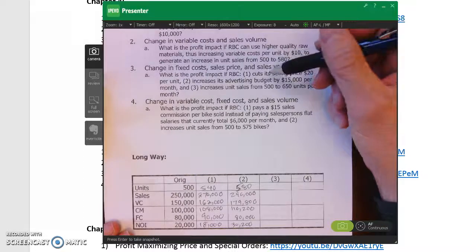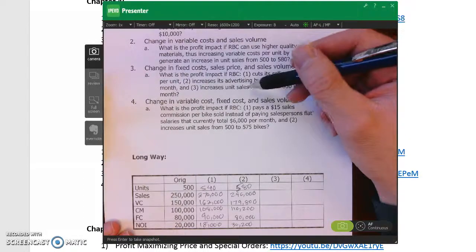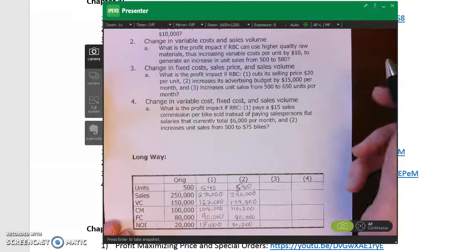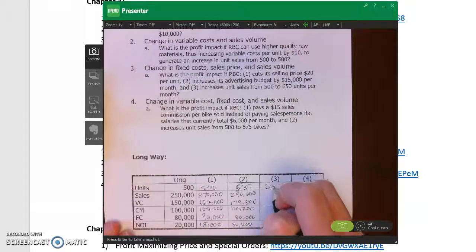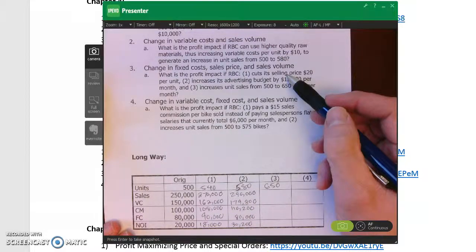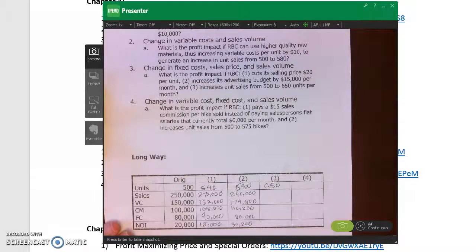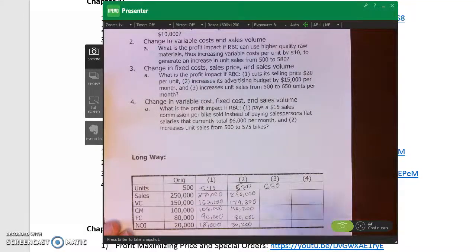What's the profit impact if we cut the selling price $20, increase advertising by 15, and increase unit sales from 500 to 650? So in this case, now I get 650. Now this does affect the selling price. Where it was $500, it goes down by 20, so now it's $480. So I take my 650 times my $480, gives me about $312,000 in total sales right there.